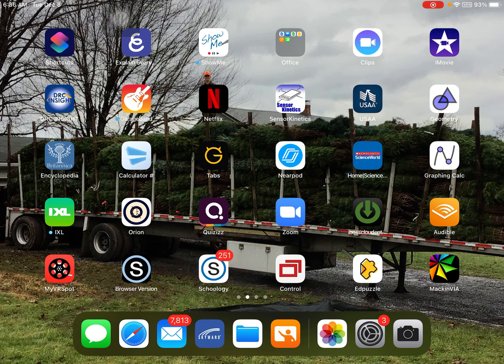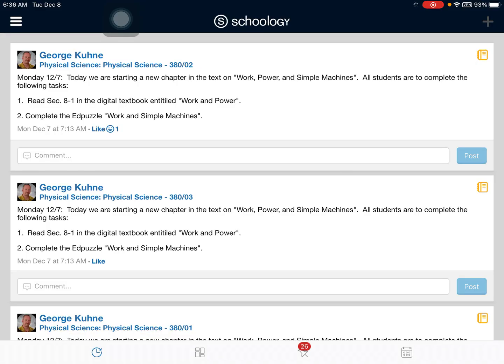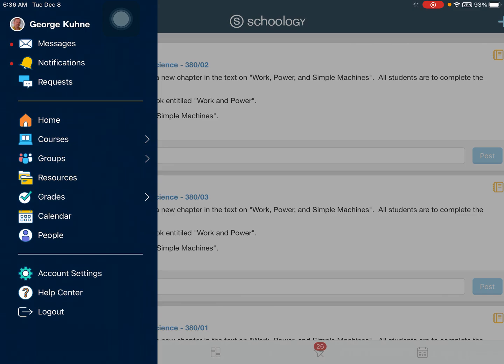As you may have noticed, after looking at the Ed puzzle and reading the section yesterday, we have started a new chapter. The new chapter is chapter 8, and it is entitled Work, Power, and Simple Machines. So today we're going to go through the first bit of that, which is a discussion of what work and power are in physics.